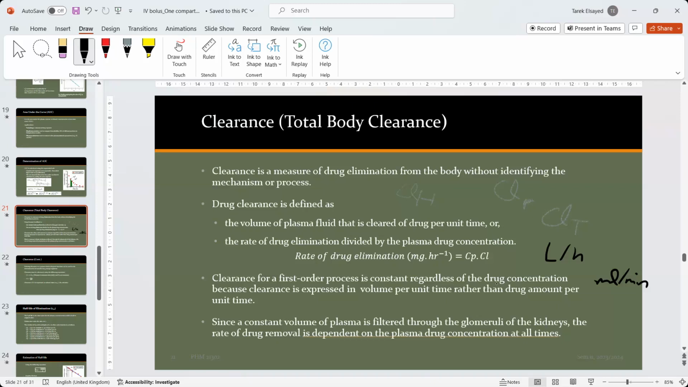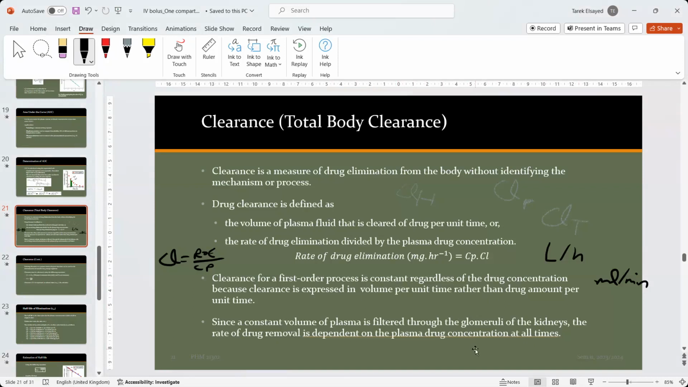Okay, the rate of drug elimination divided by the plasma drug concentration equals the clearance. So clearance is equal to rate of elimination divided by Cp. It's a first order process. In first order kinetics, it is a constant regardless of the drug concentration, same as K. Okay, so same as K, clearance is constant. Why is it constant?